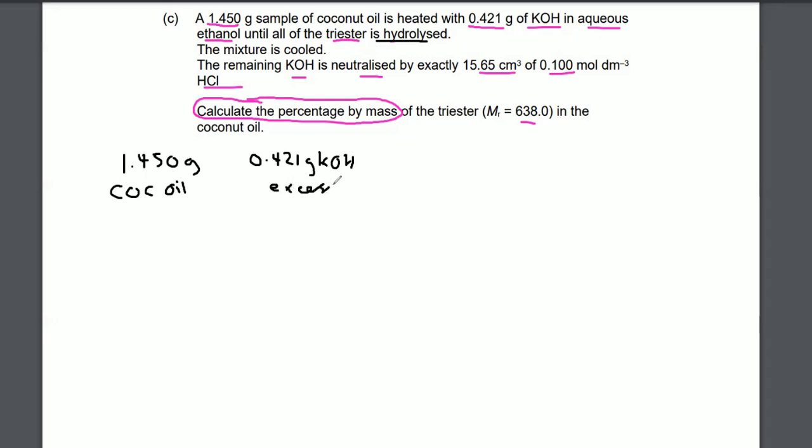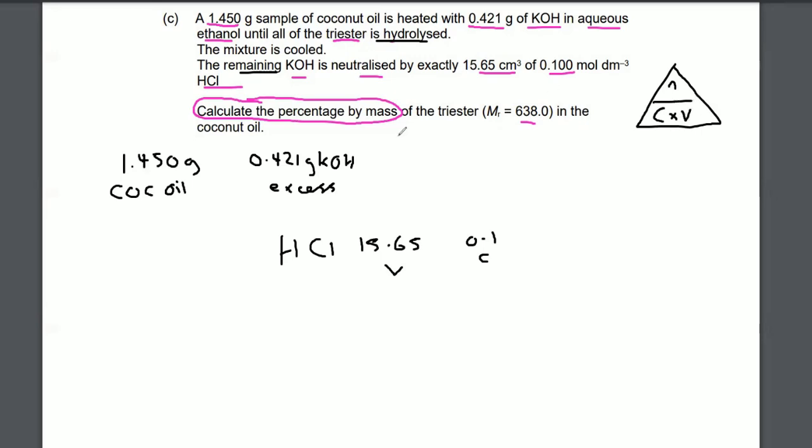So from that, we can work out the moles of hydrochloric acid. As it's a one-to-one ratio with the KOH, we can work out the moles of the KOH. We can subtract that from the original moles of the KOH, which we can work out also, to find out how many moles of KOH reacted with the triester. We can then use the ratio of triester to the original KOH and work out the moles of triester used, the mass of triester, and then the percentage mass in the coconut oil. So you should pause the video right now and have a go with a pen on a scrap bit of paper using all the data and the numbers you've got.